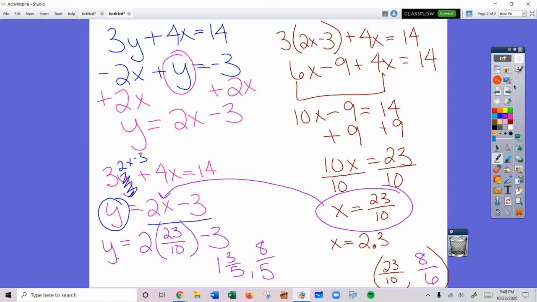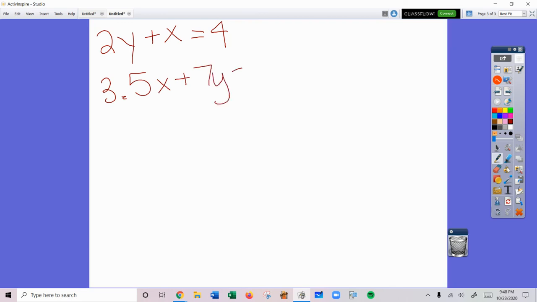Let's look at one final example here. Let's say we have 2y plus x equals 4 and 3.5x plus 7y equals 14. Well, we don't have anything that has just a y with no coefficient in front of it. So this one we kind of got to go a little bit off our norm, and we're going to solve this for an x.